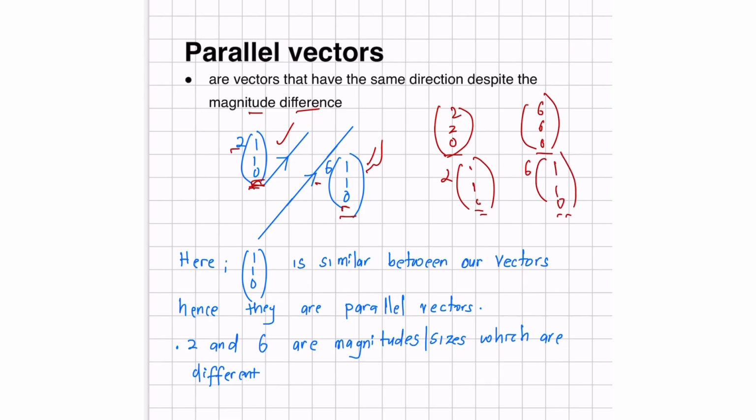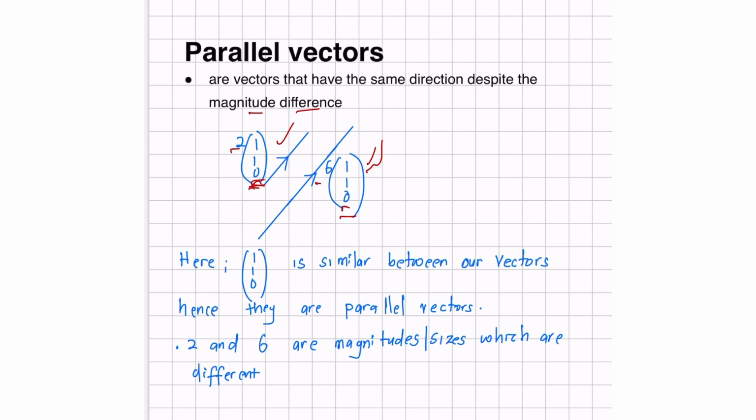So the first thing that I want to emphasize is that, first of all, make sure that you are able to identify vectors that are parallel, even if they are not given in their simplest form. Be able to tell whether they are parallel vectors or not.